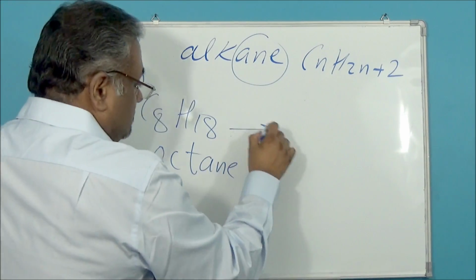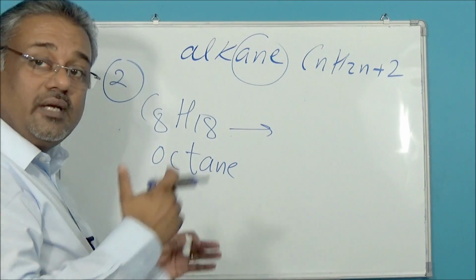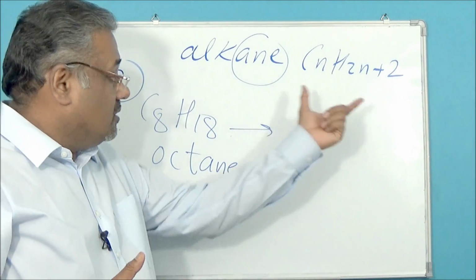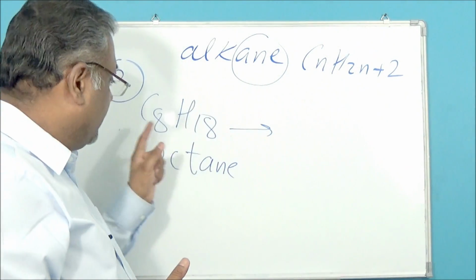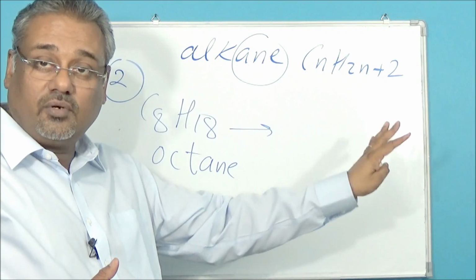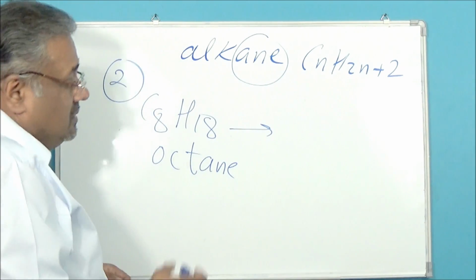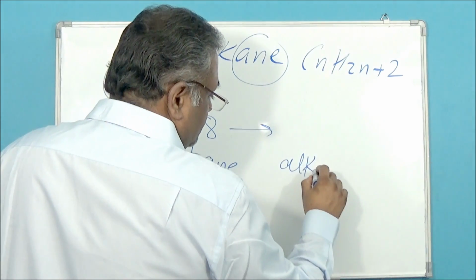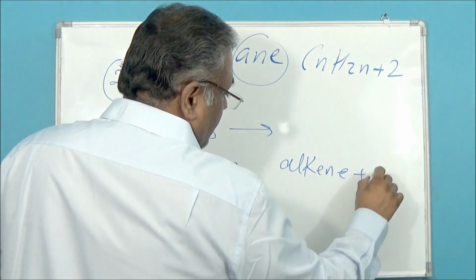So when you want to crack octane, remember you can get a combination of products. All the products on this side should add together to give you this. So it doesn't matter what products you write here. For example, let's say I want a combination of an alkene and alkane.